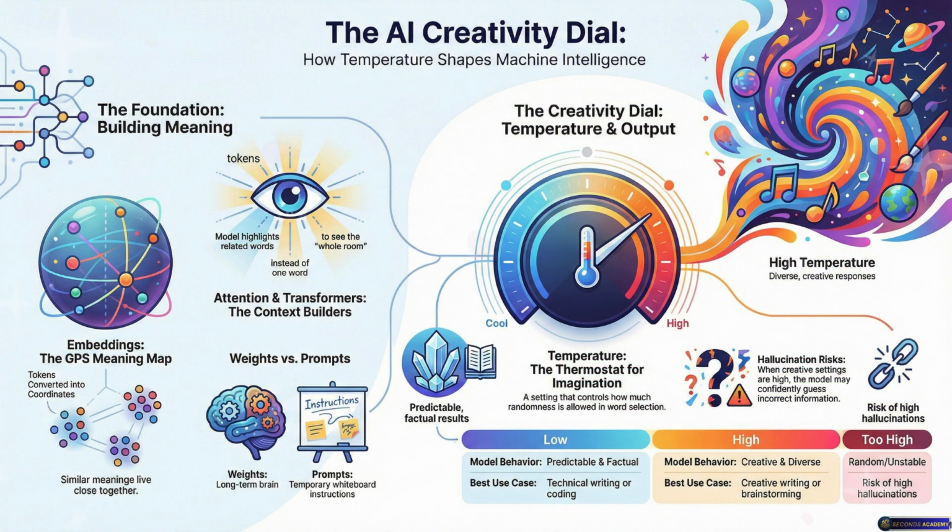Temperature. What's fascinating here is what it's actually doing to the math. We often casually call it the creativity dial, but mathematically, what is it actually doing to the model's outputs? Temperature modifies something called the softmax function. This is the final mathematical step before the model outputs a token. The softmax function. Yeah. When a model predicts the next word, it actually generates a massive list of probabilities for every possible token in its entire vocabulary.